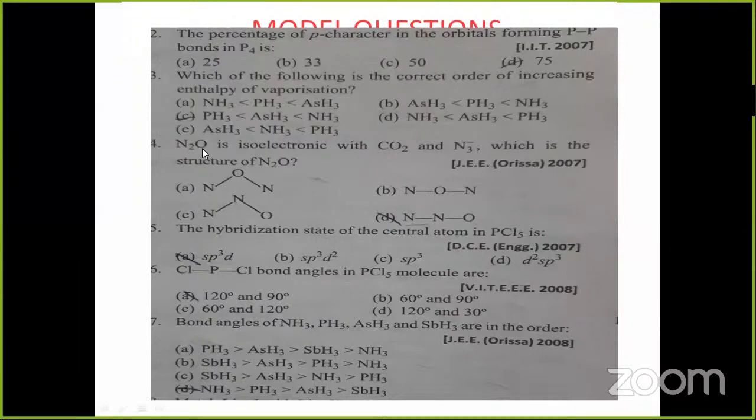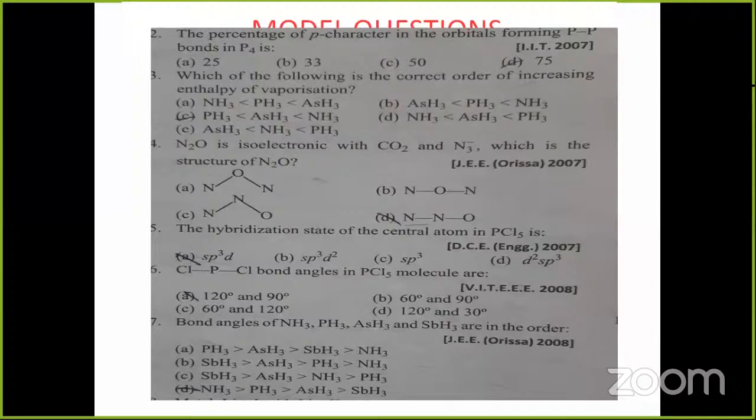Next, N2O is isoelectronic with CO2 and N3 minus. Which is the structure of N2O? N2O is isoelectronic, containing how many electrons? If you take valence electrons, N2 has 5 plus 5, 10, and oxygen 6, total 16 electrons. You come to CO2: carbon has 4, oxygen 6 plus 6, 12, total 16, the same.